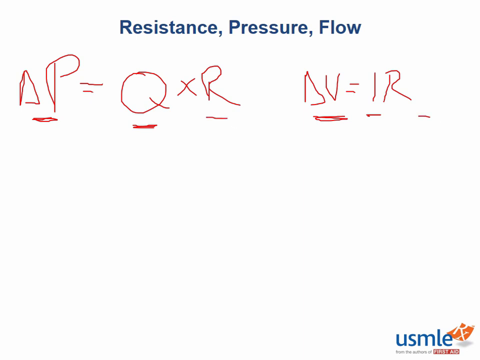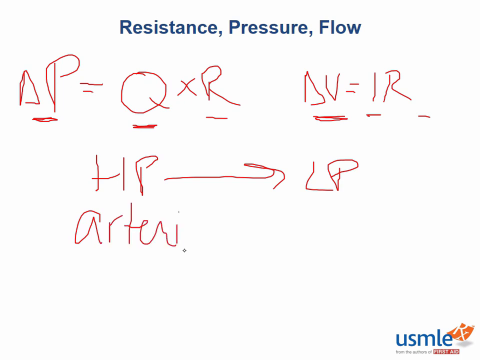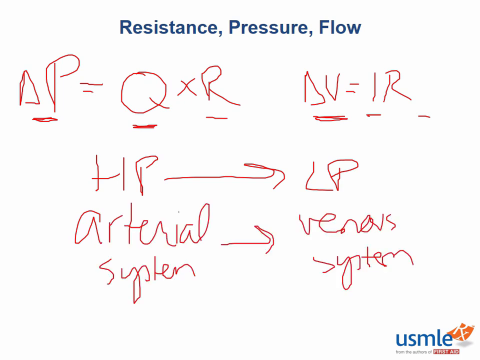So remember, pressure is a relative term just like voltage. A change in pressure, or a difference in pressure from one place to another, is what drives flow. In natural systems, the pressure gradient drives flow from an area of high pressure to an area of low pressure. Hopefully you can think about this as applying it to medicine and applying it to the human body from the arterial system to the venous system.